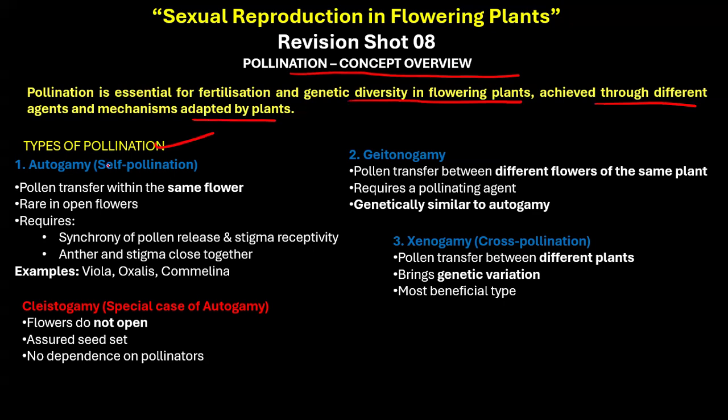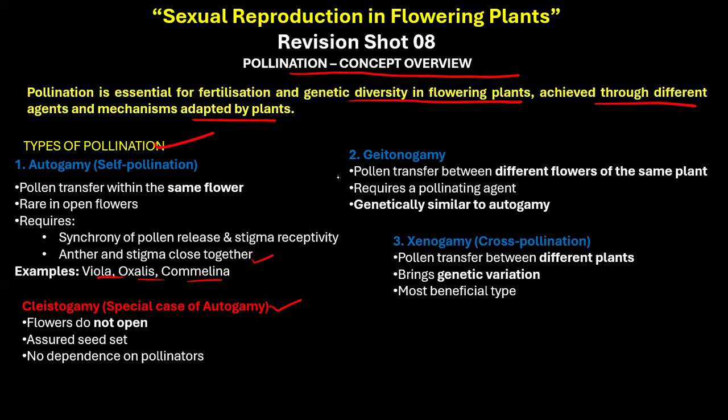Now, types of pollination. Number one, it's very important, is autogamy, which is also called self-pollination. Autogamy happens within the same flower. It is rare in open flowers, but common in cleistogamous flowers. These cleistogamous flowers never open. It's a special case. Here, synchrony of pollen release and stigma receptivity is required. Anther and stigma should be close together. Examples are Viola, Oxalis and Commelina. Examples are very important. Keep this in mind wherever you have the types of pollination.